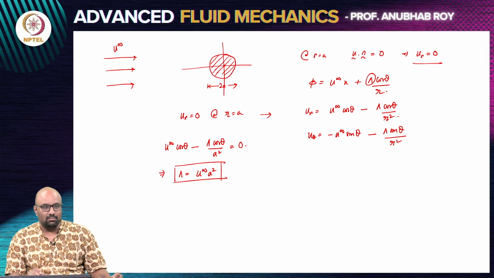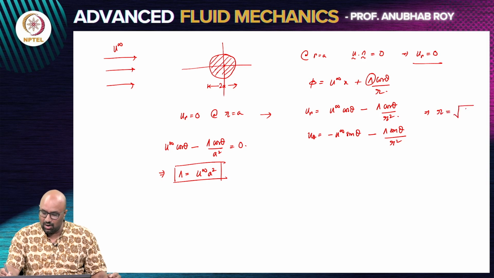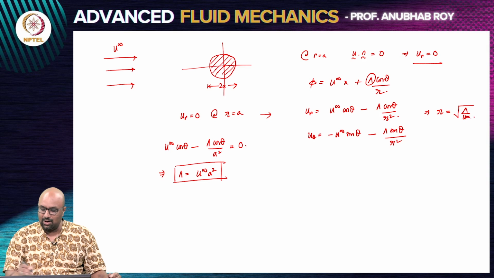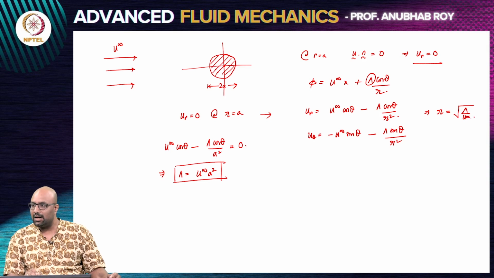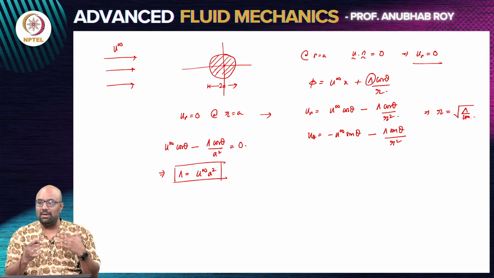If you didn't enforce that, then for an arbitrary dipole strength, the location where u r would have gone to 0 would have been square root of lambda by u infinity, right. For any arbitrary lambda and arbitrary u infinity, there is going to be a circle at which you will have 0 radial velocity. If you let both of them vary independently, you don't get to choose where the radial velocity goes to 0.